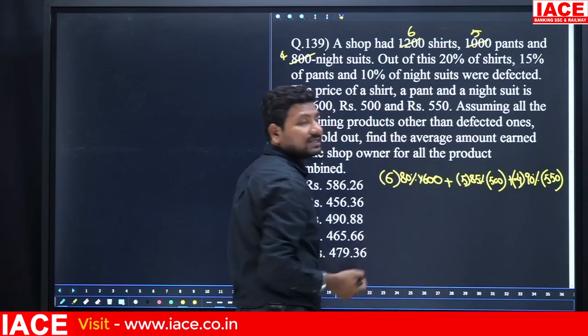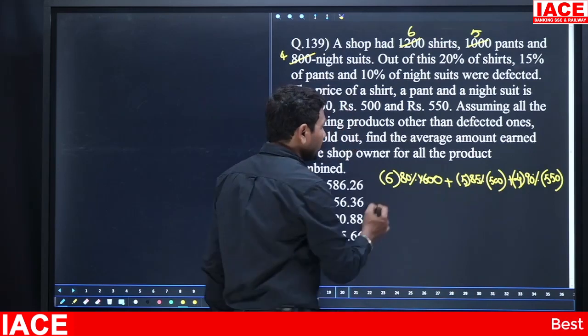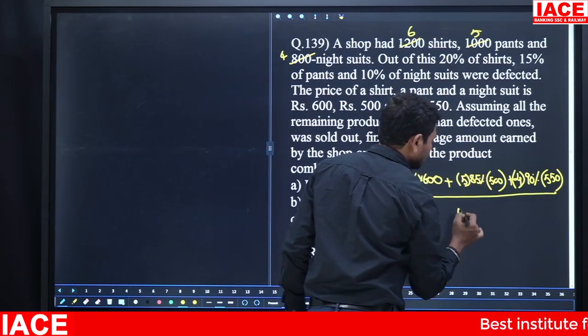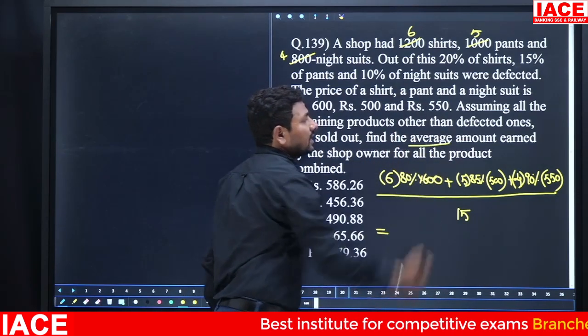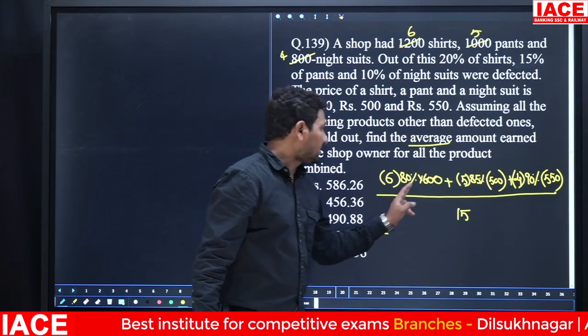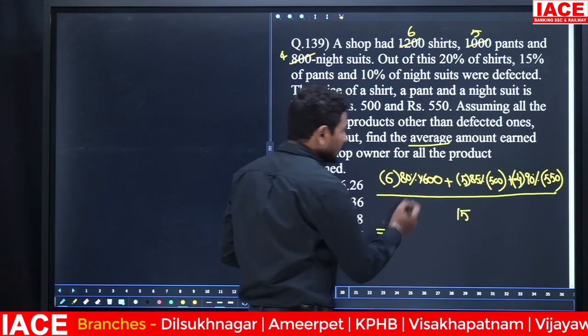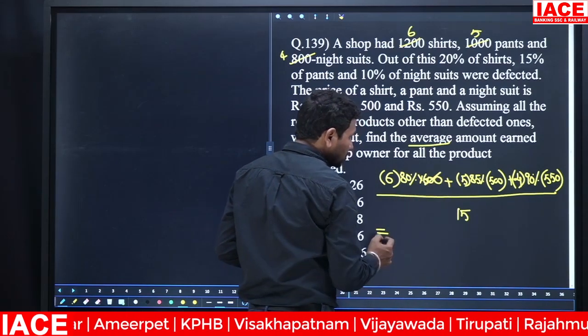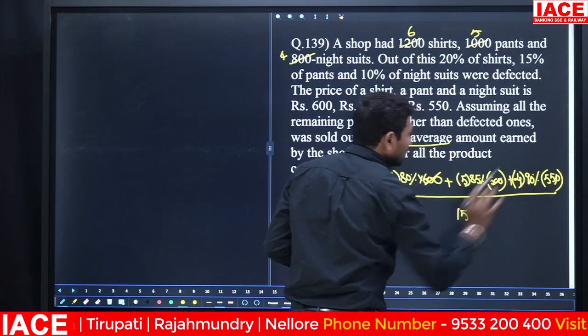Then the average is required. Average means 6 products, 4 products and 5 products. In total, that is 15 products. We have to calculate the average amount. Percentage-wise, the two zeros will be cancelled. Here there are no two zeros, here also two zeros cancel, and here 100 will cancel.